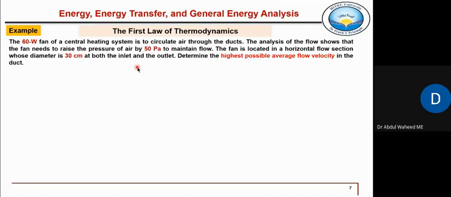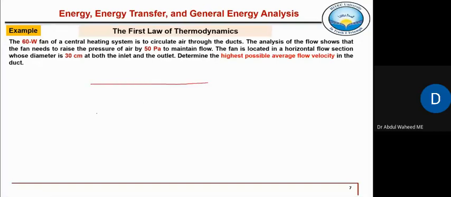A central heating system is used in large buildings where you have one big air conditioning system that supplies cold or heated air to the entire building. Right, so this fan is used for that purpose, for a central heating system. Let me show it with the help of a diagram.